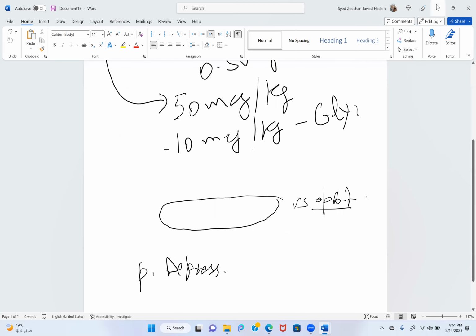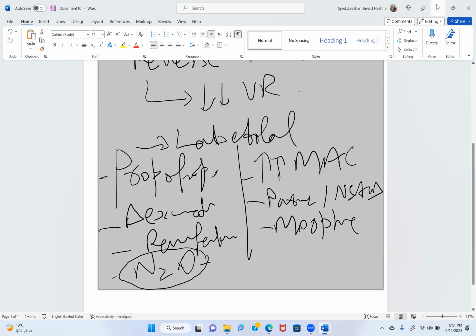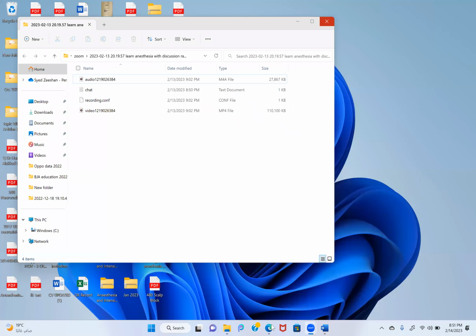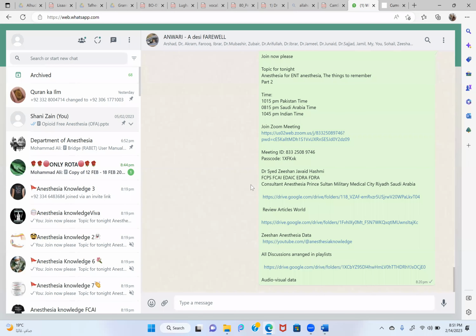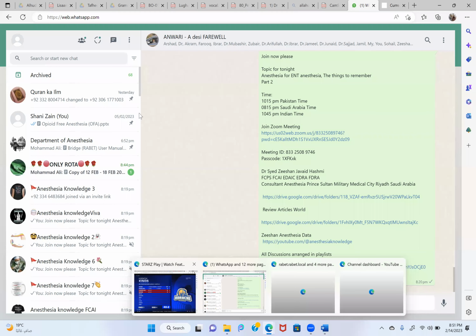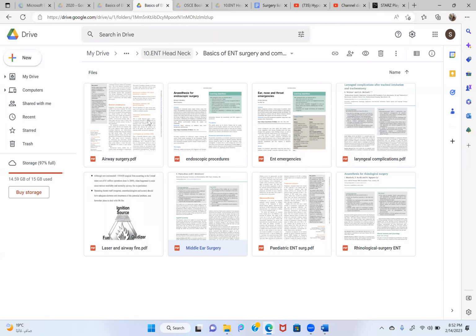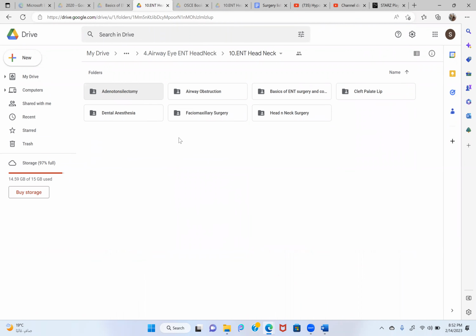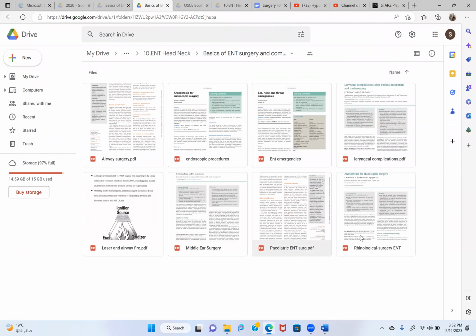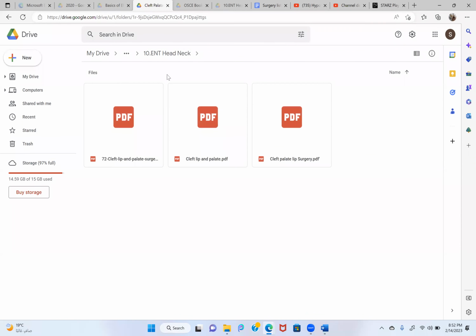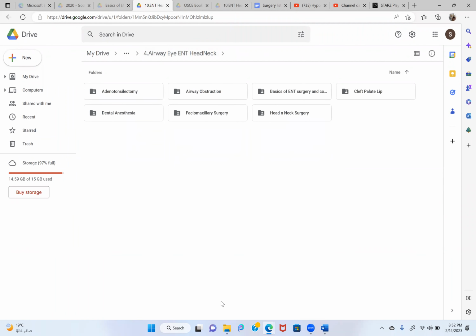There are very good articles about it. I will share the link with you, and I couldn't get the time to prepare some questions related to this. These are review articles with reference to adenotonsillectomy, and some articles for basic ENT procedures. Inshallah, we will discuss the rest, some laryngeal procedures like laryngectomy and laser surgery. So you can access them.